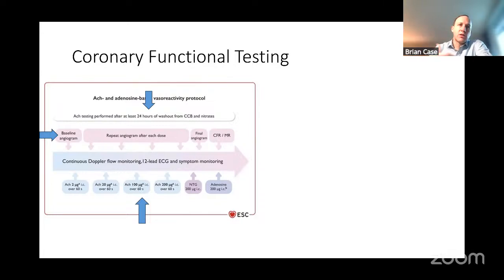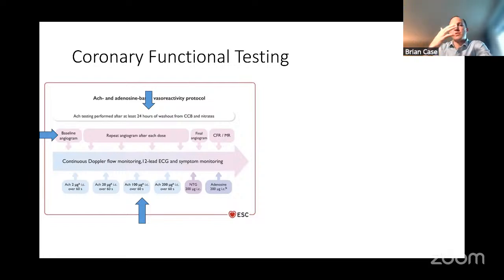Next, at MedStar, we do acetylcholine provocative testing. There are some programs that will switch it: they'll do invasive physiology first with adenosine, and then acetylcholine provocative testing. At MedStar, we do acetylcholine provocative testing first. We think it makes more sense because in between each dose of acetylcholine, you give nitroglycerin, and at the end, you give 200 mics of nitroglycerin. And to do a strong, adequate invasive physiology assessment, you have to give nitroglycerin anyway.